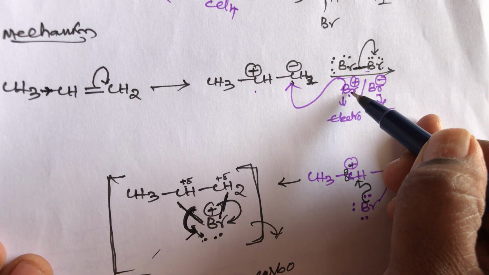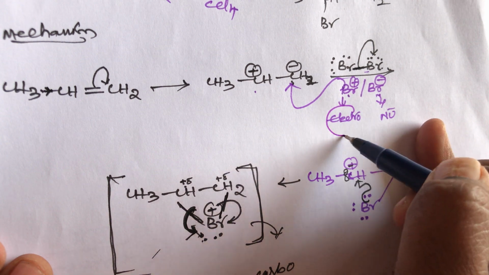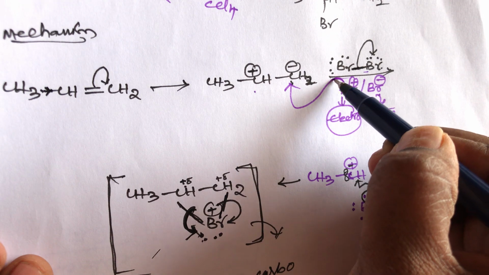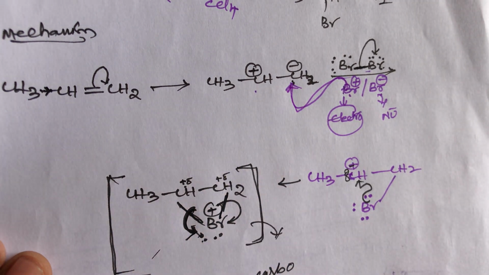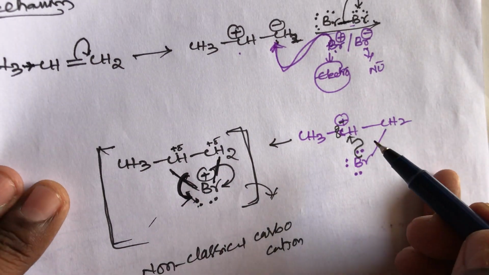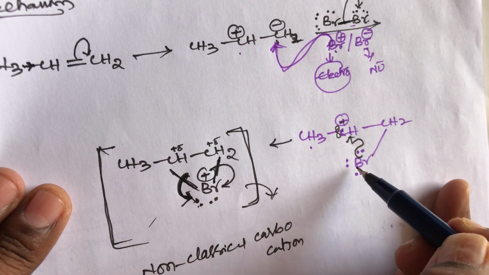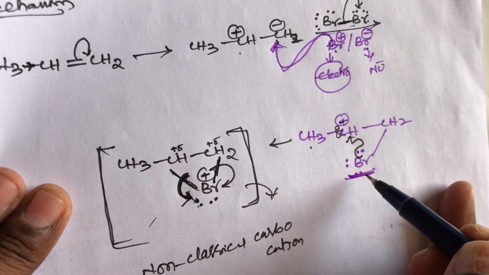The bromine with the positive charge is called the electrophile. In an electrophilic addition reaction, the first attacker is the electrophile. This electrophile will always attack the negatively charged side. We get CH3 CH+ CH2Br. This compound will be formed.